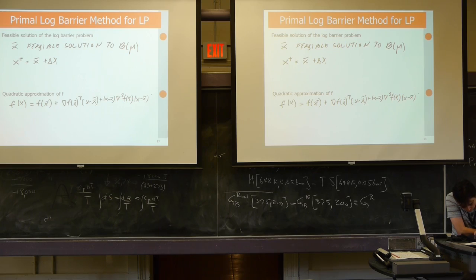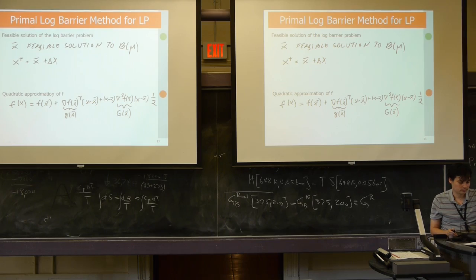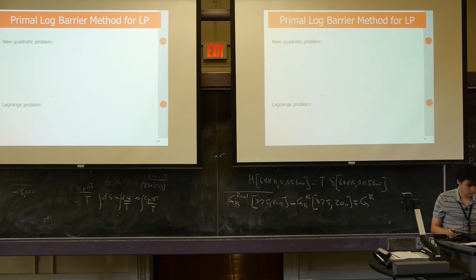Yeah, so 1/2, right? And we just calculated this function g(x), and we calculated the second derivative, g(x bar). So what we are going to do is minimize this quadratic function where we have these constraints that Ax equals b.